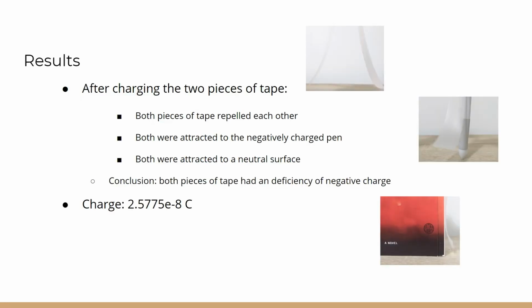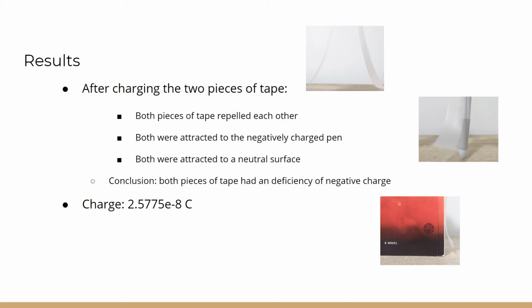To find the charge on the U-tapes, the U-tapes were tested in three scenarios: with each other, with a negatively charged pen, and a neutral book. They repelled each other, were attracted to the negative pen, and were also attracted to the neutral book. Thus, the U-tapes were determined to be positively charged.